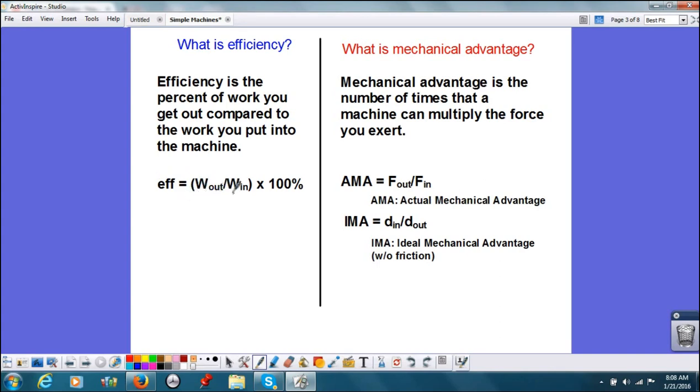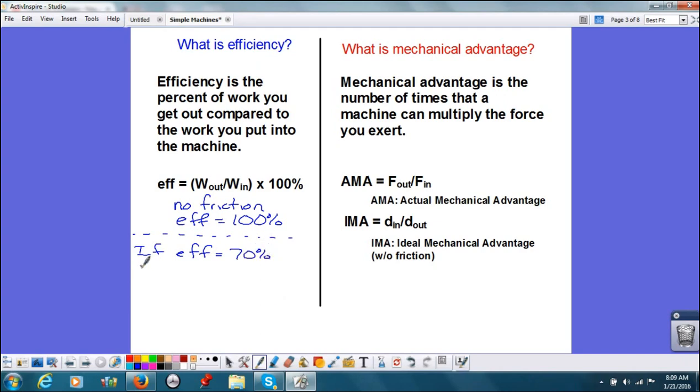But if there's no friction, then efficiency can equal 100%. Unfortunately, there's quite often friction, and in that case, your efficiency will be less than 100%. So let's give you an example here. Let's say the efficiency is equal to 70%. What does that mean?